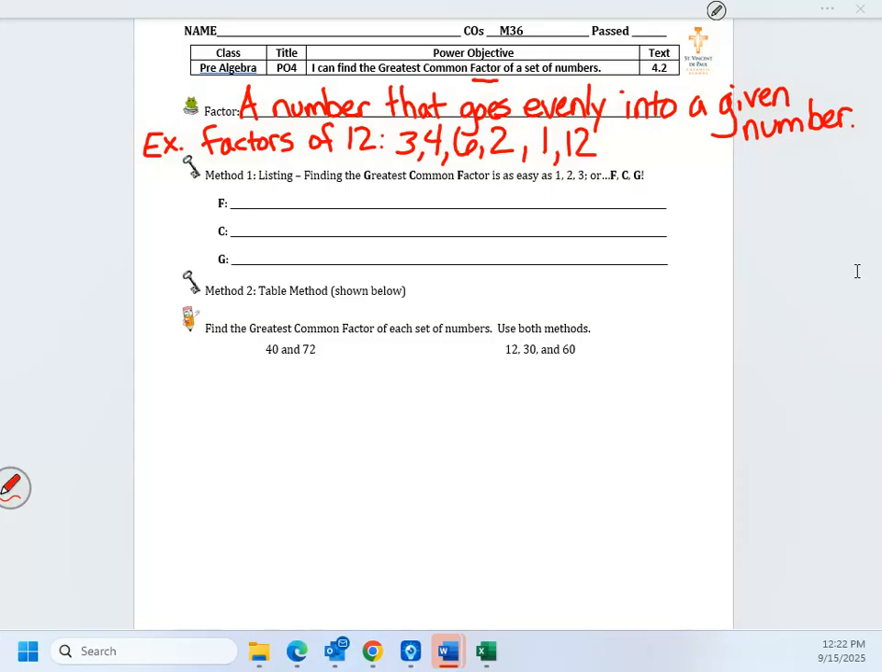There are different methods for finding the greatest common factor. So first method is listing. Here's what that means. We have F, C, G. Our first step, F, is list all factors. Find all the factors like we did for 12. Find all the factor pairs, all your factor buddies, all the factor pairs of each given number.